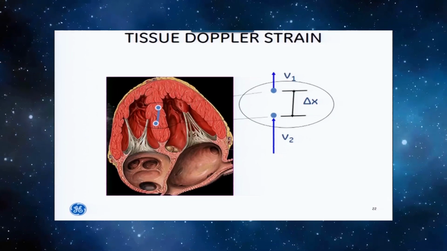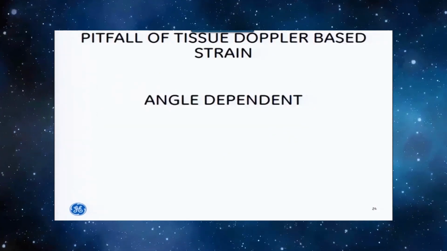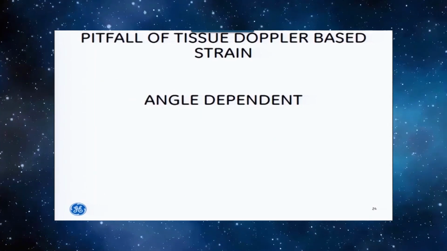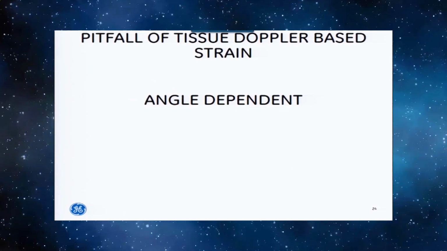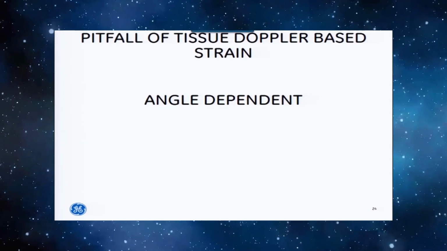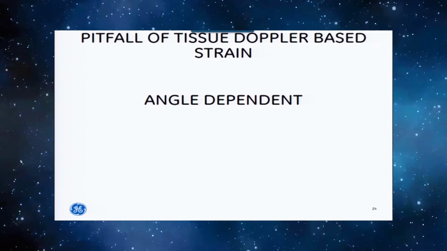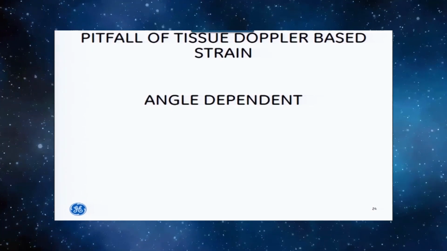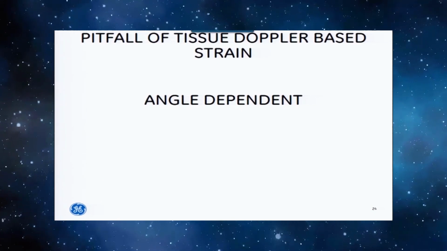So this is tissue Doppler-based strain. It was the first type of strain that came out. There was a problem with tissue Doppler-based strain, and not to diss it because we were very glad to have it when it first came out, but it is angle dependent, as all of our Doppler measurements are angle dependent. So that was a major drawback when tissue Doppler came out. But once again, you will see articles and researchers who still use tissue Doppler strain. So it's good to be familiar with it and know what its limitations are.